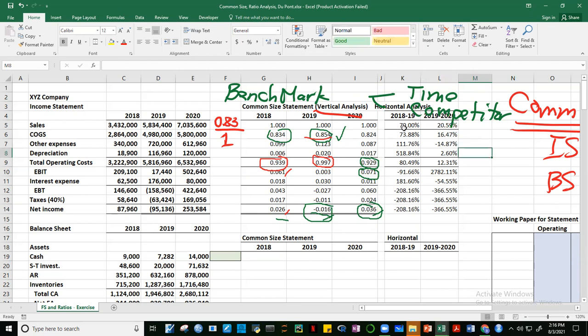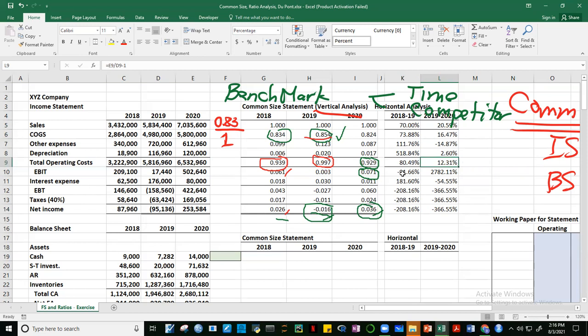No? Sales increased by 70%, cost increased by 73.88%. Total cost increased by 80.49%. That's the problem. Mas malaki pa yung increase ng cost kaysa sa sales. Okay, so you have a problem there. Compared to 2019 to 2020, 20% yung increase dito ng sales, pero ang cost tumaas lang ng 60%. In fact, ang total operating cost, ang tinaas lang niya, 12.31%.